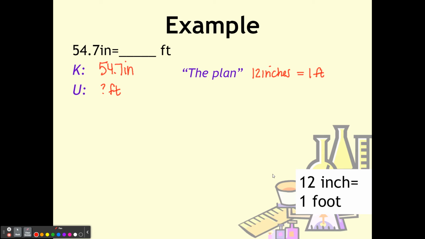Okay, so I'm going to start with my known, 54.7 inches. Put that over 1. Going to multiply by my conversion factor. Inches is on top here, so my number with the inches goes on the bottom. 12 inches. On top, the other side of the fraction, 1 foot.